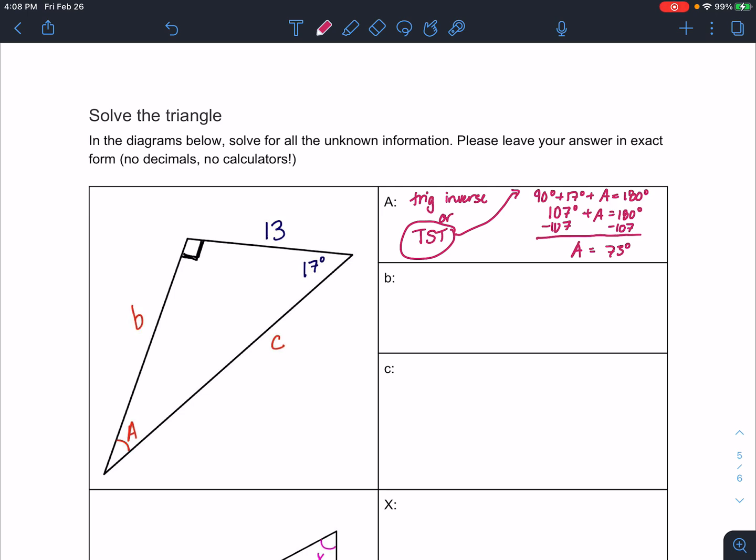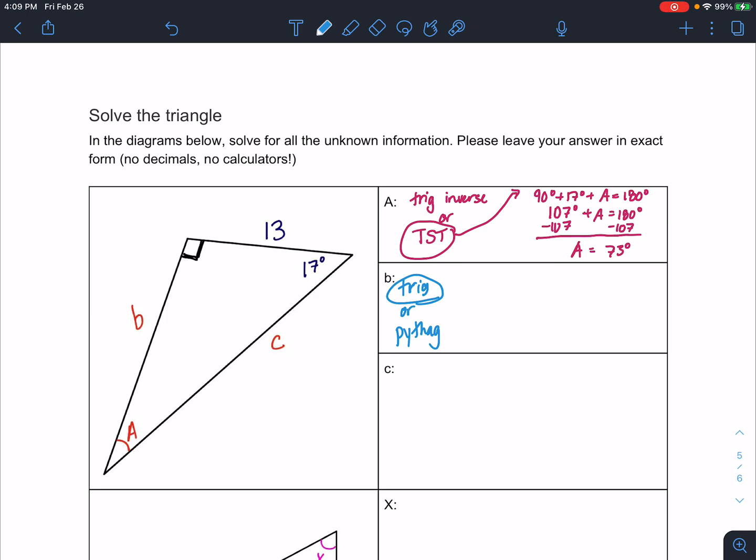Now I need to solve for the side B and for the side C. Remember, when I'm solving for a side, I'm either going to be using trig or I'm going to be using Pythagorean theorem. In order to use trig, I need to know one side and one angle. In order to use Pythagorean theorem, I need to know two sides. I know one side, nope, nope. I know one side and I know one angle, so I'm going to be using trig for this first one.